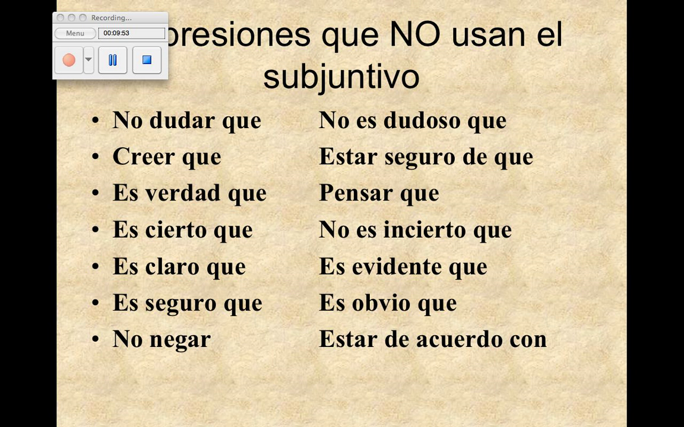These are the expressions that do not use subjunctive, which is, they're all on the back of your list except for probably the bottom two here. Okay, again, so this is the same as before, except for it means to not deny or to agree with. Okay, so you do need to study and know these.